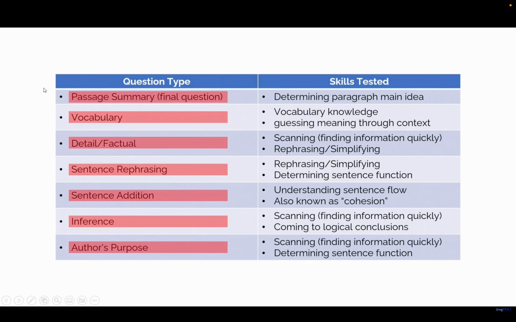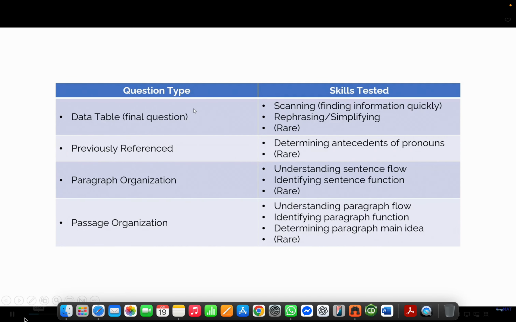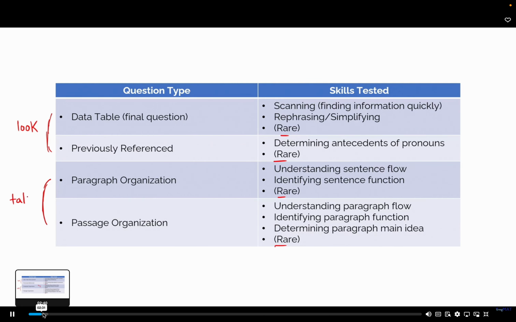So far, we have talked about every single one of these questions: passage summary, vocab, detail factual, sentence rephrasing, sentence addition, inference, author's purpose. And notice each one of these has a set of skills that is going to be quite useful. If you are unfamiliar with any of these question types, check out reading sessions 1 through 3, and you can find all of the skills about these questions right here. However, we haven't talked about these. We haven't talked about data table.